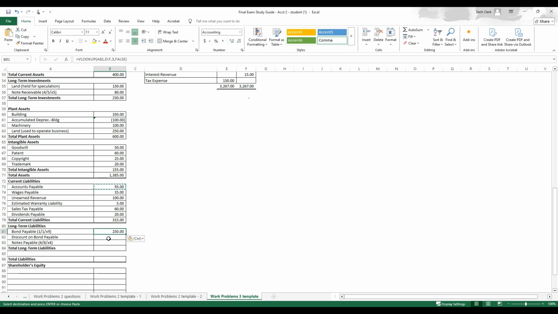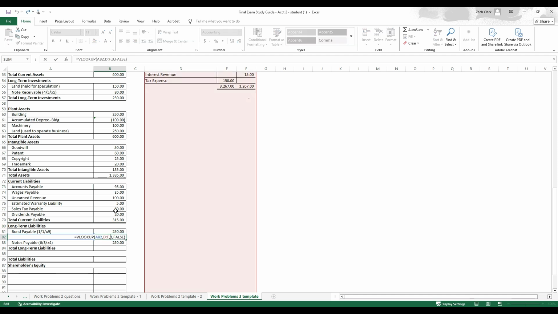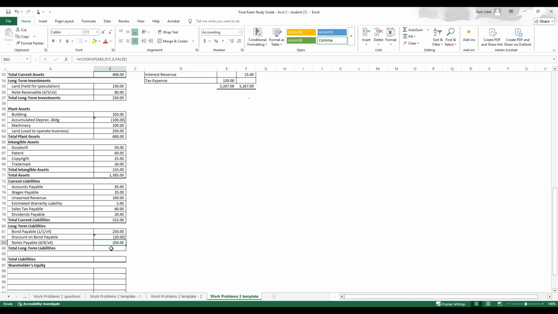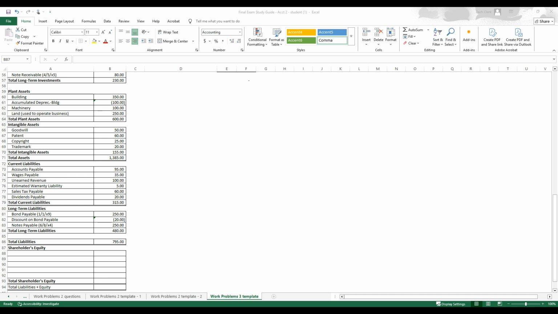But there is a contra account here, so that is a contra liability, so it's going to be in the debit column. Let's make that negative, how we want it to calculate through. And then that's our totals. So we add our current and our long-term to get 795. And we're almost done now.